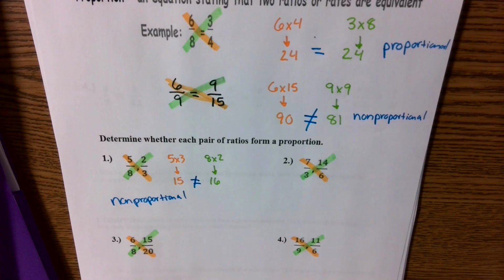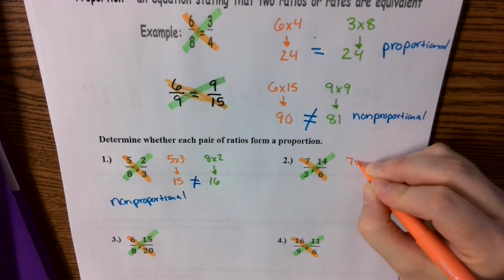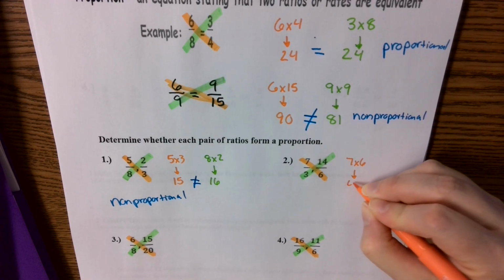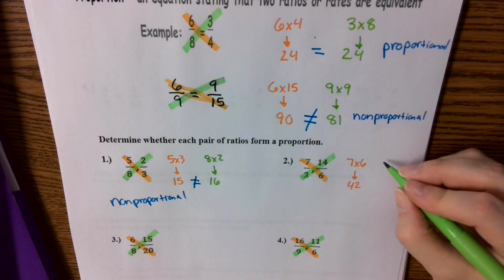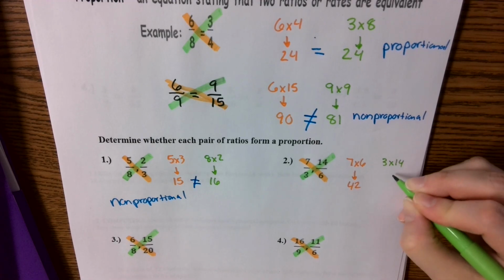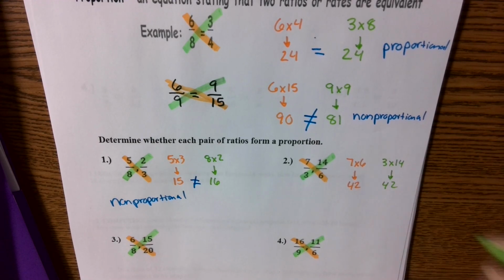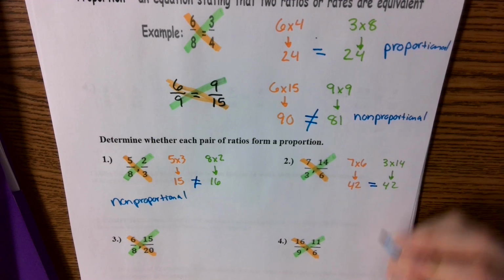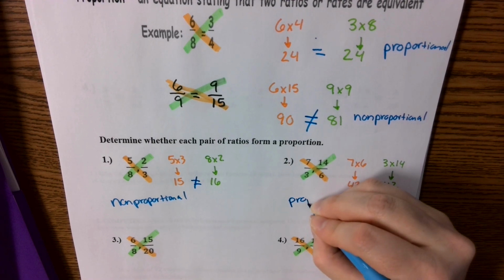Okay, when we're taking a look at problem number 2, we had 7 times the 6, which came out to 42. And then we had 3 times the 14, which also came out to 42. So that makes them equal to each other. That makes it a proportional relationship.